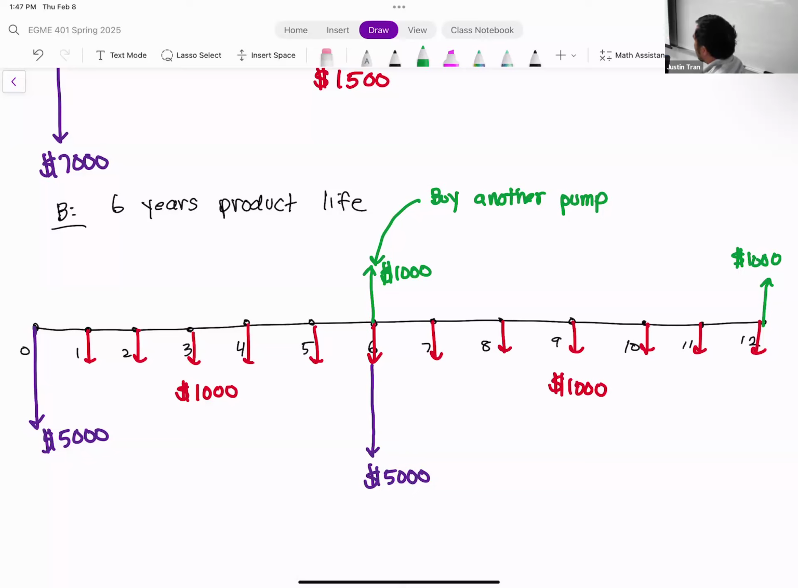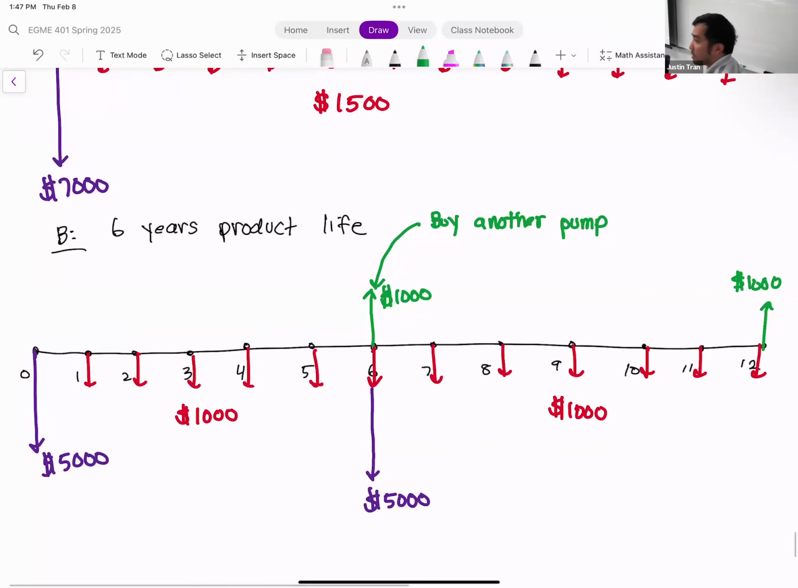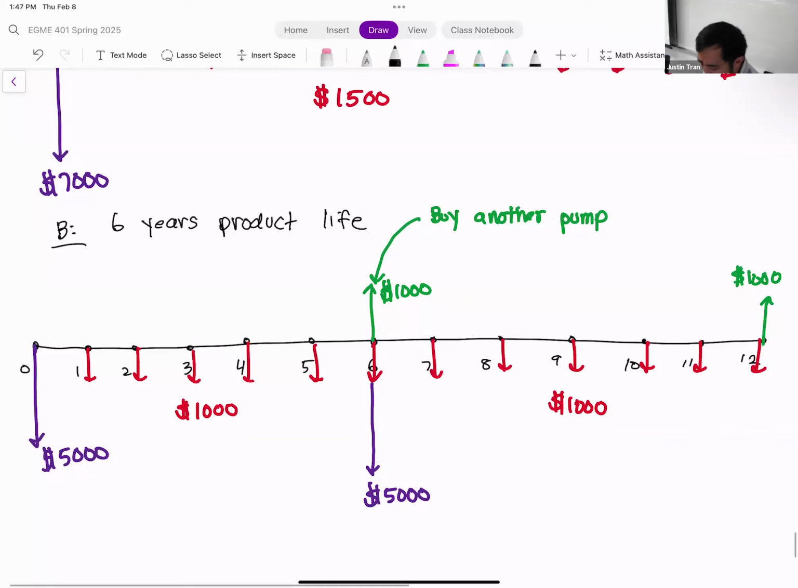All right, so that's how you deal with these problems. You find the least common multiple, and then you just extend the timeline until you reach that least common multiple, buying replacements as you go along. All right, any questions on this? Okay. So those are the cash flow diagrams. Let's go ahead and do our present worth calculations.